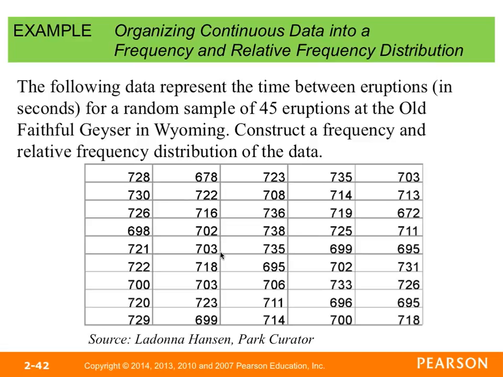Okay, now let's organize this continuous data into a frequency and relative frequency distribution. So the following data represents the time between eruptions in seconds for a random sample of 45 eruptions at the Old Faithful geyser in Wyoming. So we want to construct a frequency and relative frequency distribution of our data.